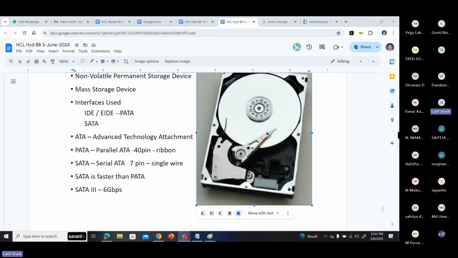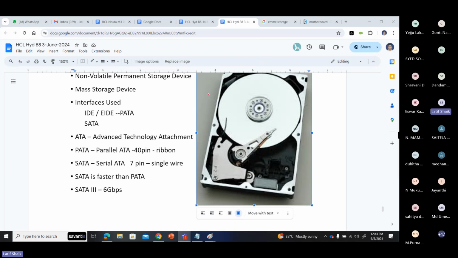The tip of this has a read and write head. So it will read the data on the disk and write the data on the disk. So that is the equipment where the data is stored, on this platter. Which one reads and writes the data? This read and write head. Okay, this is the internal part of a hard disk.